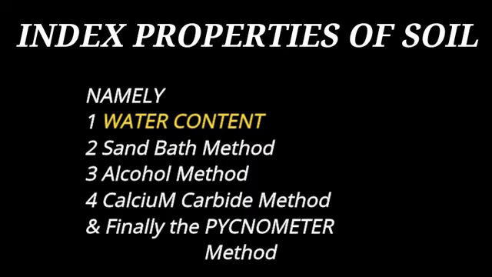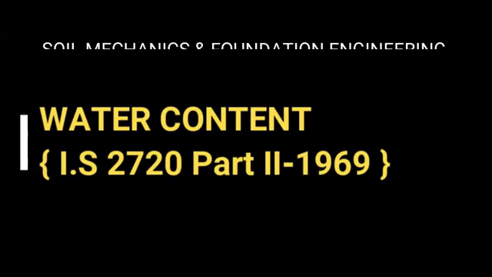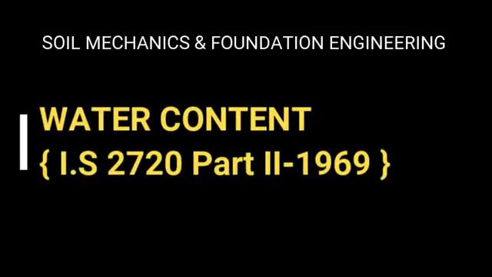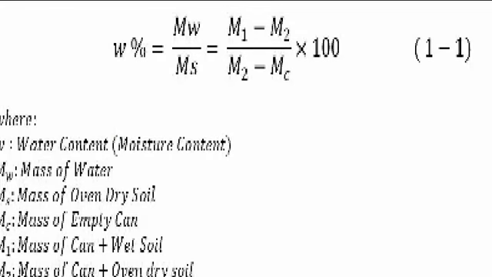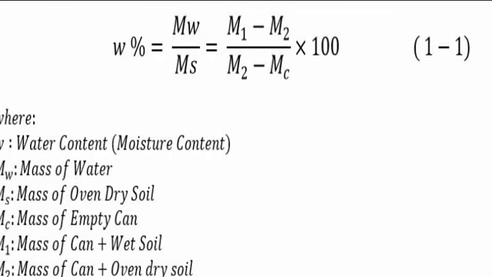Now we are going to discuss the water content by the oven drying method only, that is IS 2720 part 2, 1969. So here we go with the procedure of the oven drying method. What we need to determine is the amount of water present in the soil and the amount of dry soil.